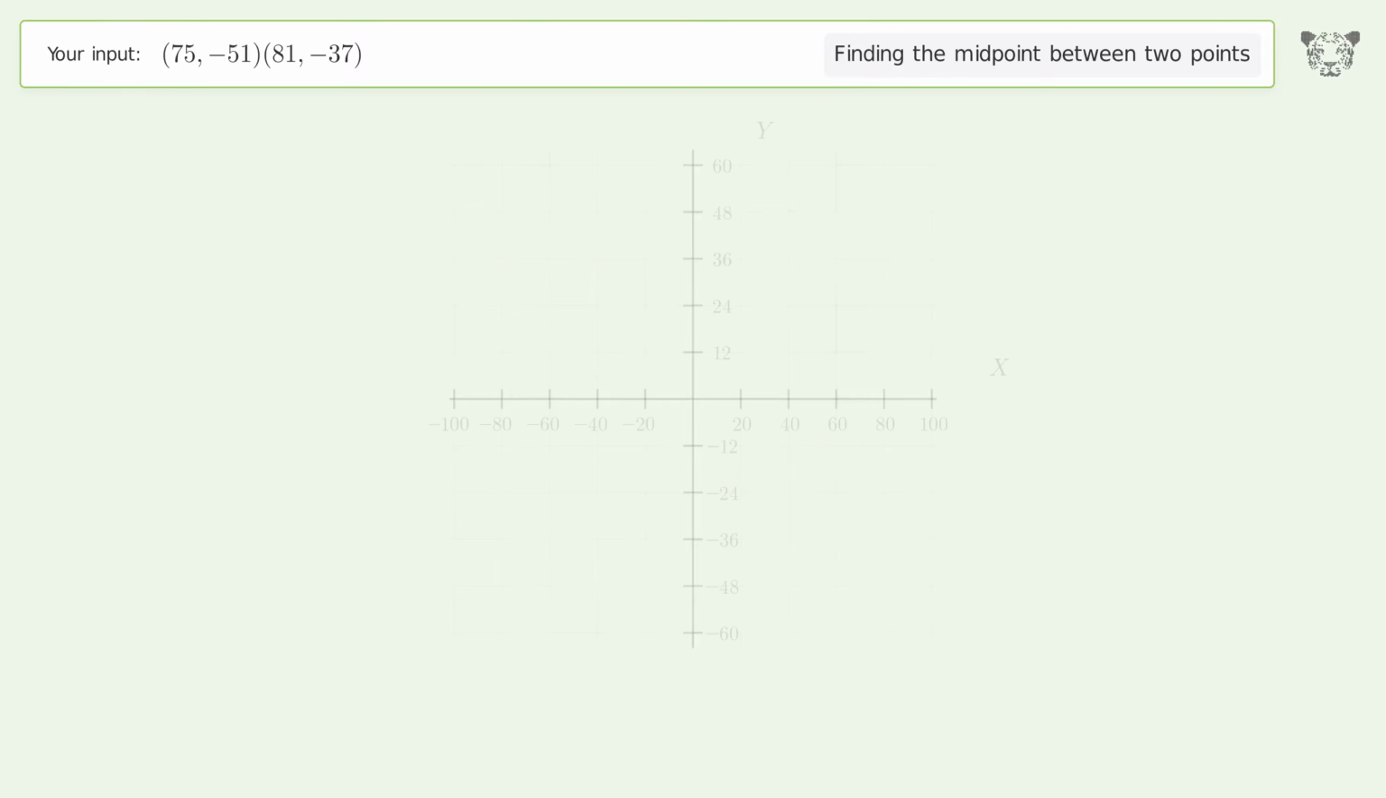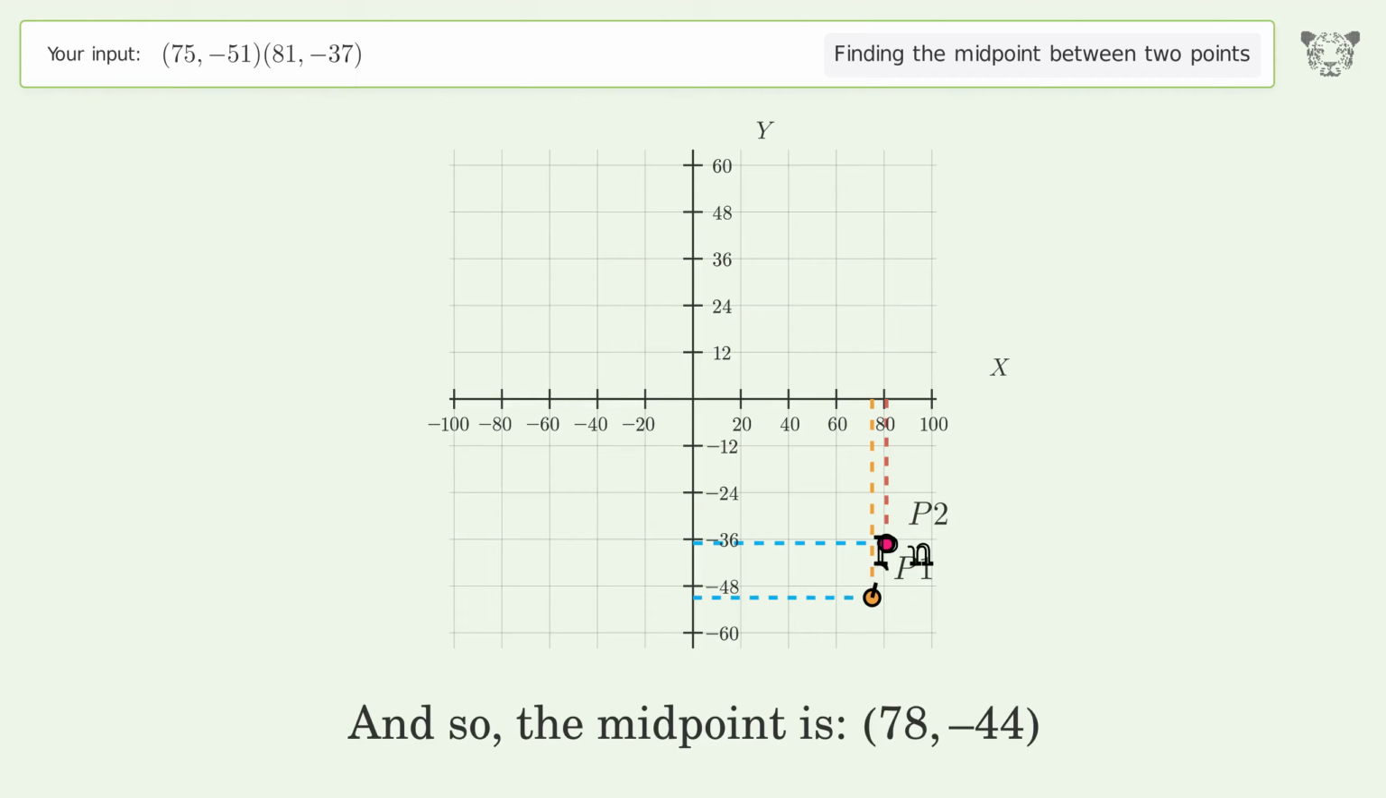And so, the midpoint is 78, negative 44.